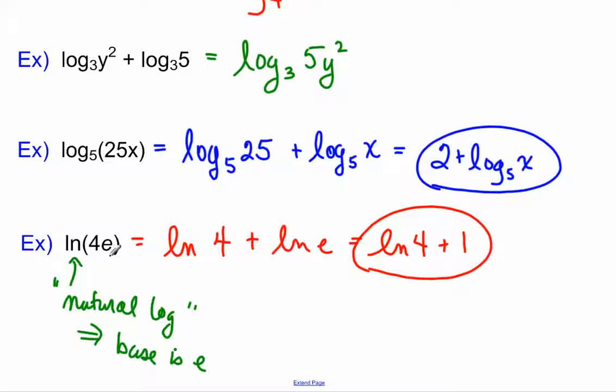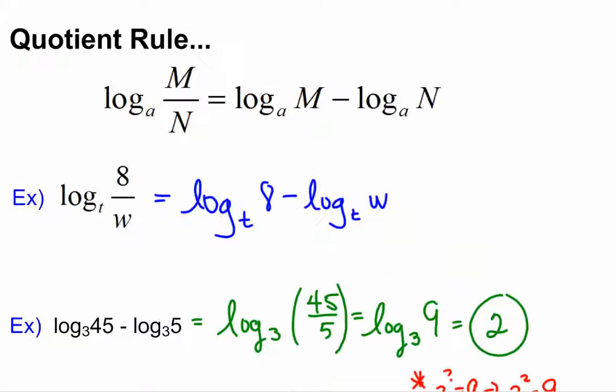If I have ln of 4e, I could split that as ln of the 4 plus ln of the e. Now remember that ln is the natural log, and even though it's not written there, I know the base on this is e. So ln of e is saying what power, what exponent you put on an e to get an e. Of course, you put a 1. Let's take a look at the next rule.